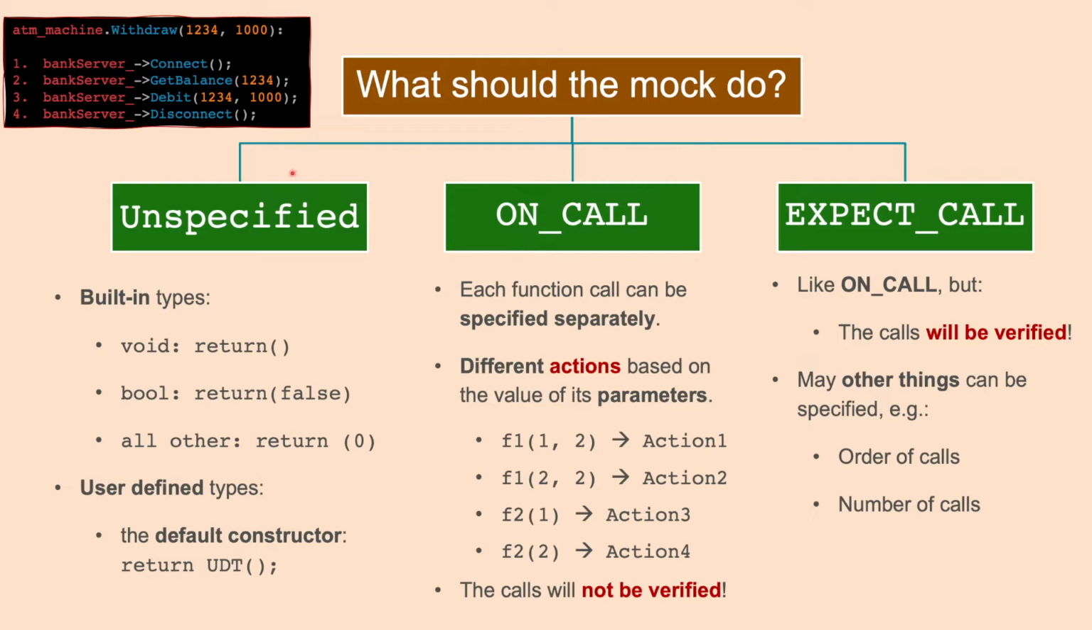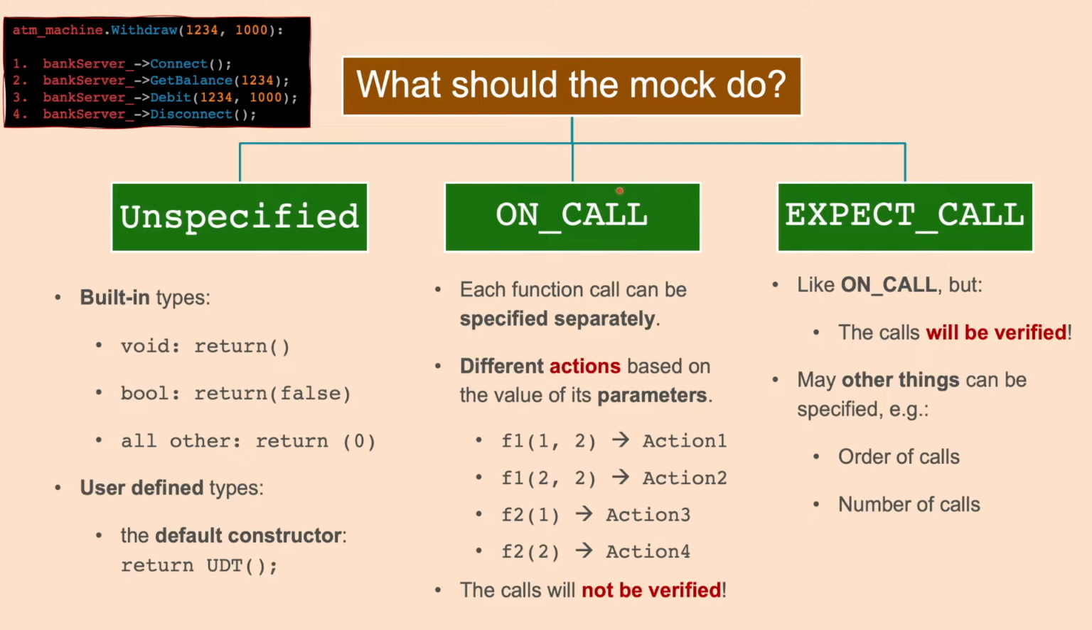If you don't specify what should happen, no surprise, a default thing will happen. Which means if your function returns void, it just returns. If your function returns Boolean, it returns false. And for all other built-in types, it returns 0. And for a user-defined type, it returns their user-defined default constructor. If you use the ON_CALL macro, you can actually specify what action should be taken. For example, you can return a value, or you can do a combination of actions.